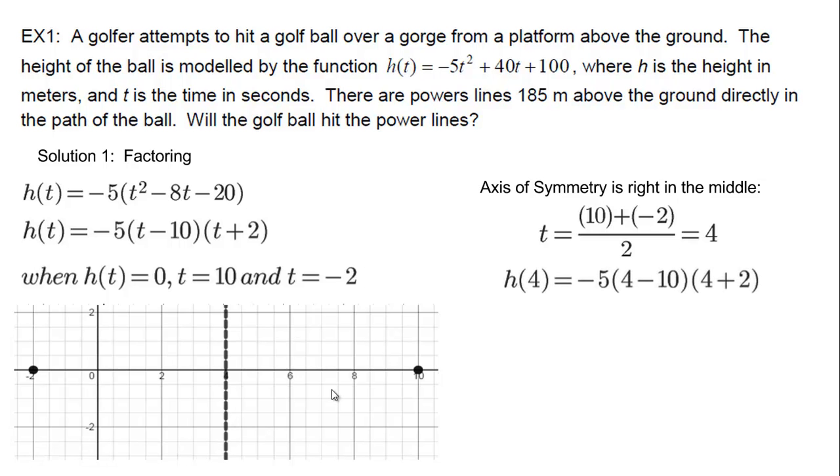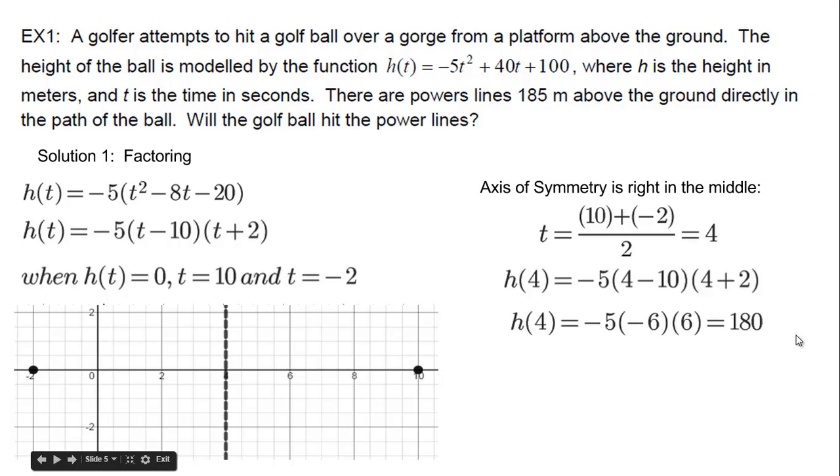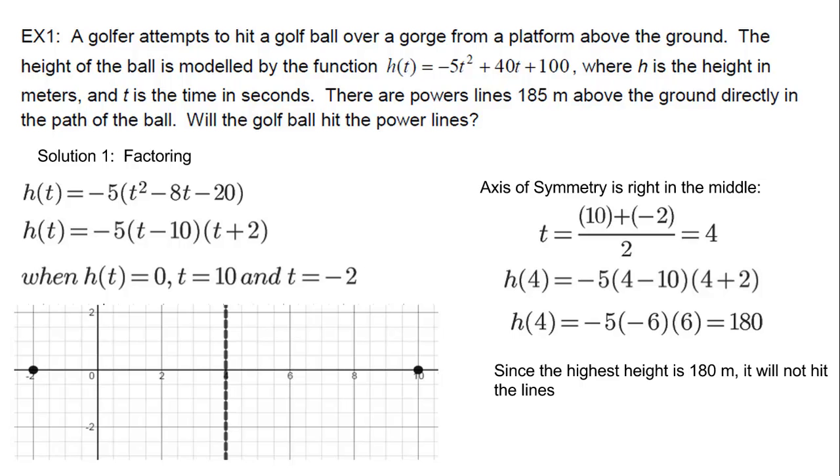When you sub in t equals 4, you can sub it into the factored form. It's usually nicer to sub it in. 4 minus 10, 4 plus 2. So we get -5 times -6 times 6, which is 180. So your vertex, the highest height, is actually 180 meters, so it will not hit the lines. It just won't go up high enough.